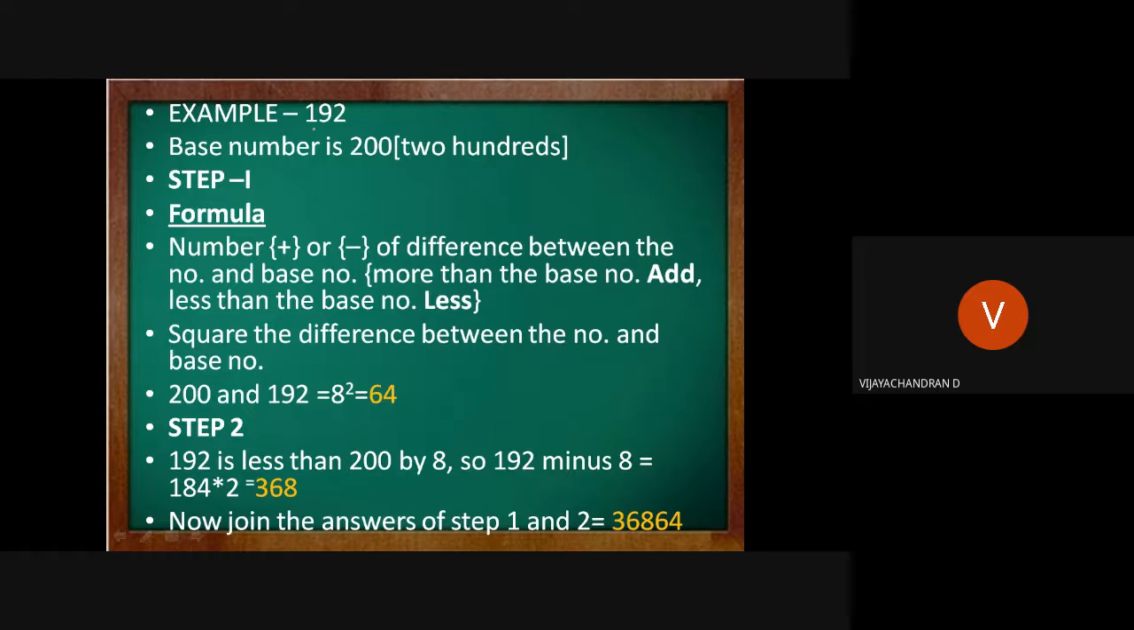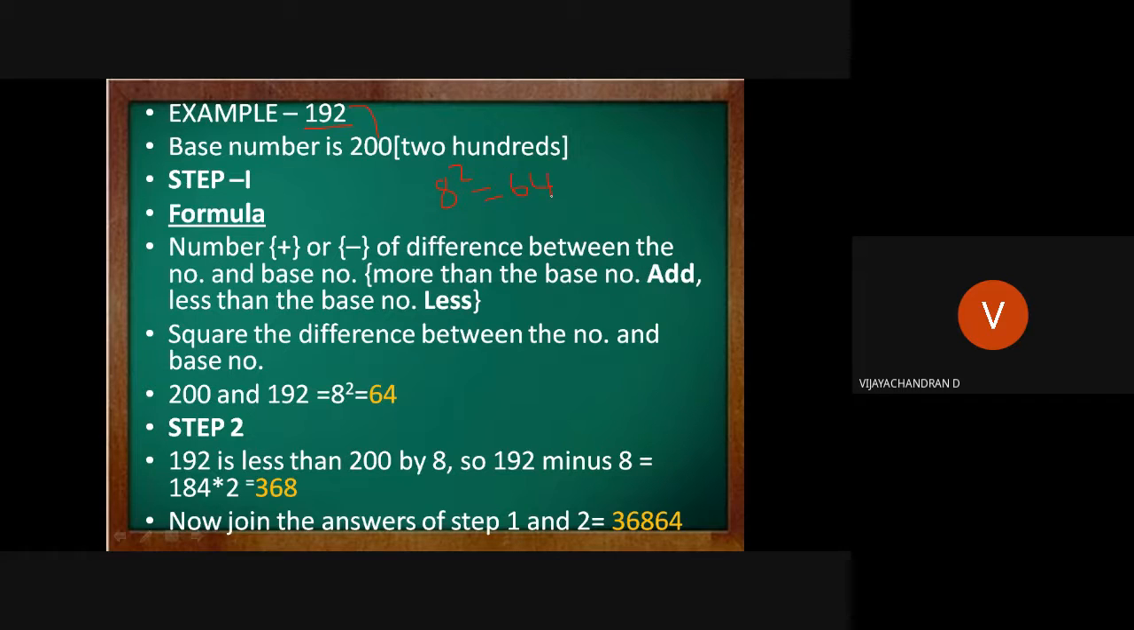I am computing the square of 192. In the same way as we did in the previous example, this 192 is close to the base number 200, but it is less than 200 by 8. So we have to find the square of 8. The answer is 64. This is the first step.